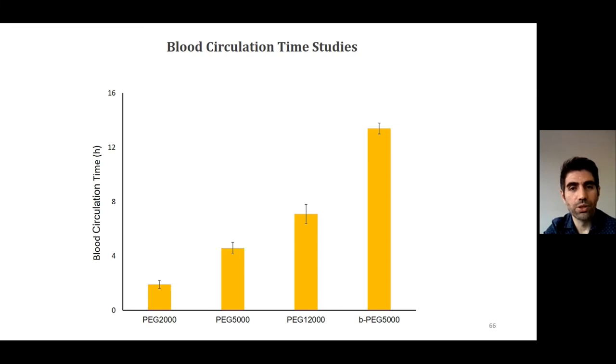Here, our goal is to find the blood circulation time for the fabricated nanoparticles, and consistent with the results of cytotoxic studies, in vivo studies exhibited that branch PEG and high molecular weight polyethylene glycol provide higher biocompatibility. And as you can see here, the right column, the right rectangle, is for branch PEG. After approximately 13 hours, this material is removed from the bloodstream of mice.